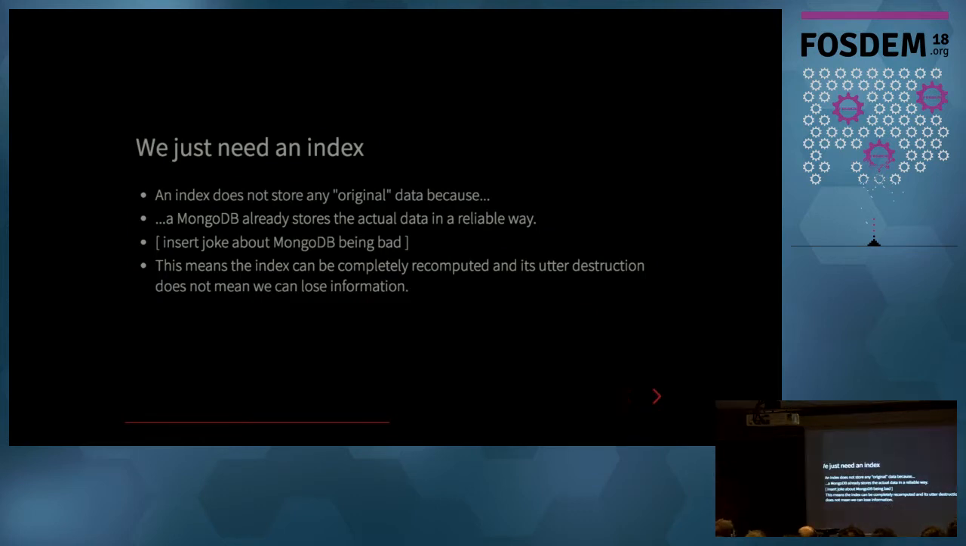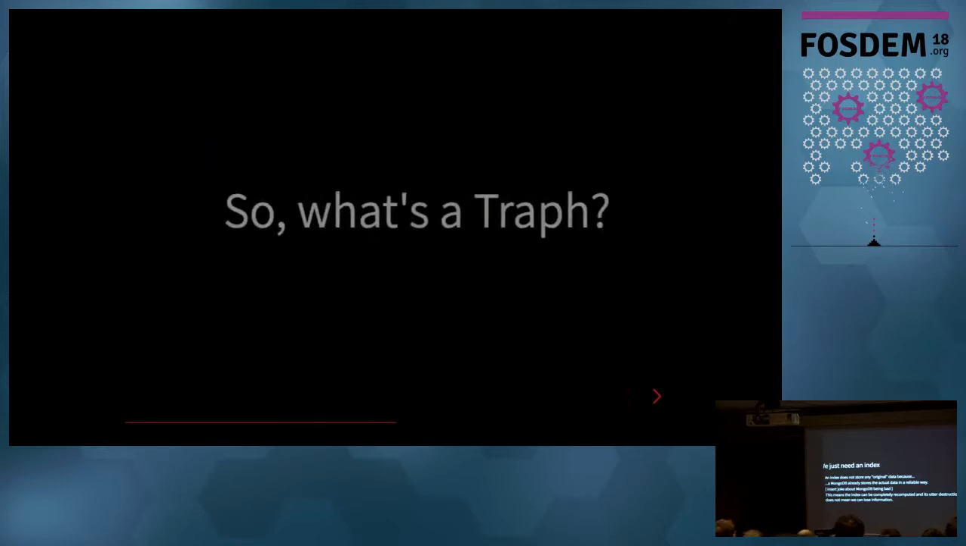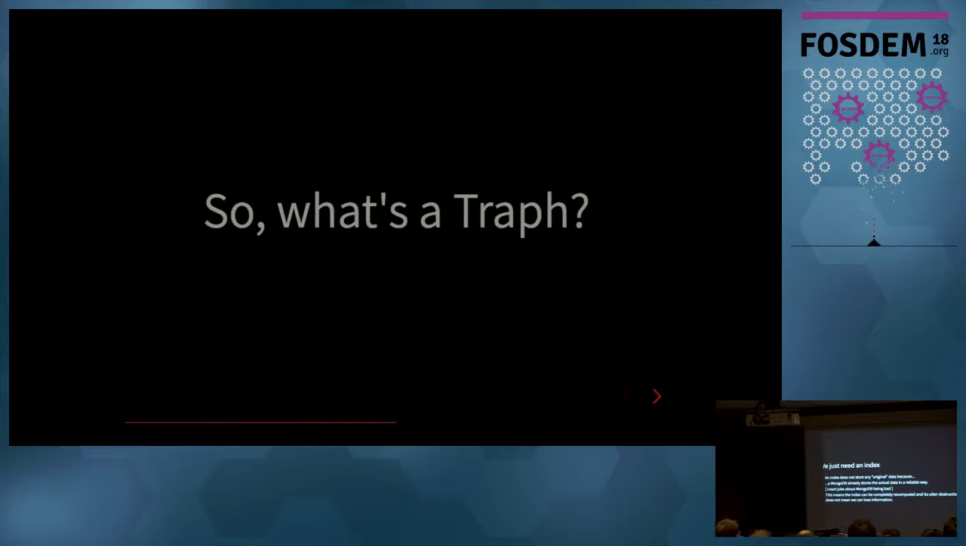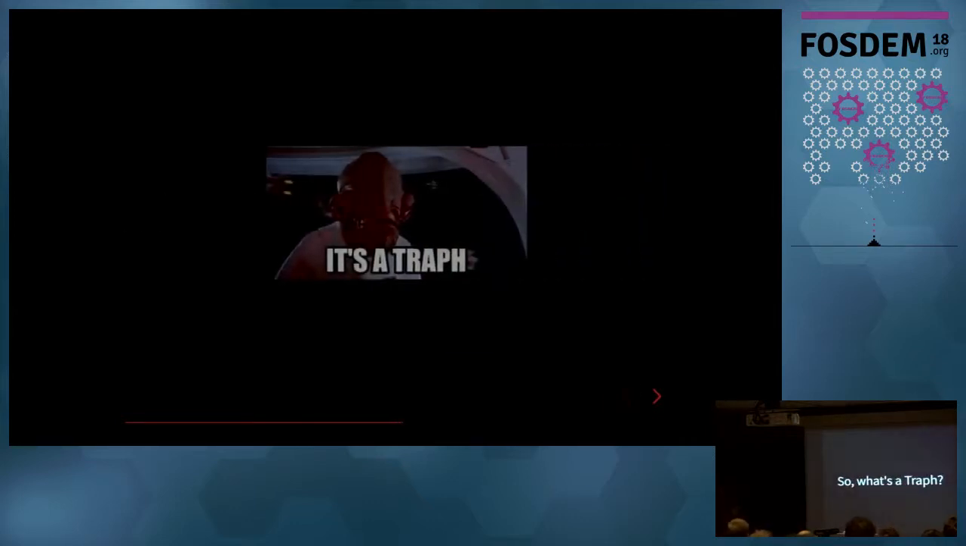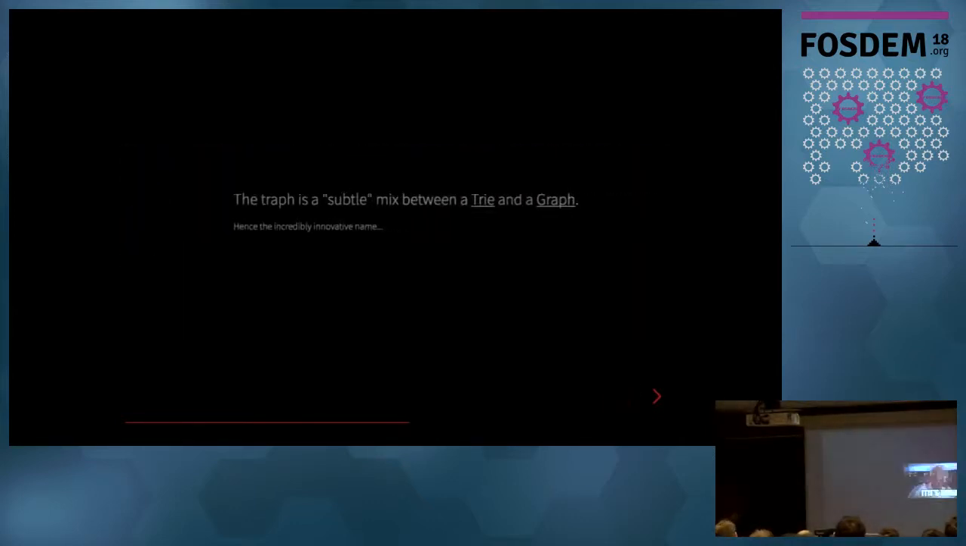An index does not store any original data. Why? Because in our case, we've got a MongoDB which stores all the actual data in a reliable way. And this means that the index can be completely lost, utterly destroyed. We don't lose any data. We can recompute the index, so no biggie. So what's a Traph? It's a Traph.